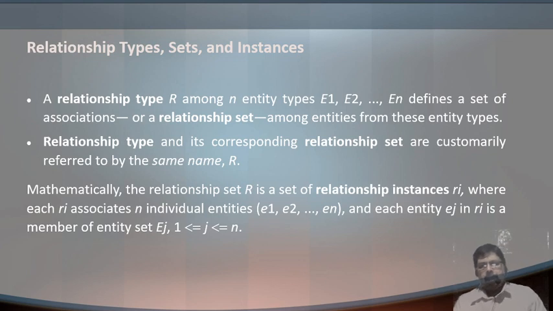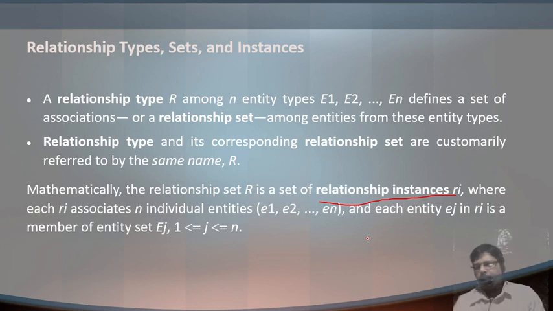And mathematically, a relationship set R is a set of relationship instances. So one more term is coming here, relationship instance, correct? What do you mean by instance? This will be very clear when we go to the next diagrams. Each entity will have different domains or a set of values, those we can call instances. These are denoted by Ri, meaning R1, R2, R3, R4, and each Ri associates n individual entities. So understand this very clearly.